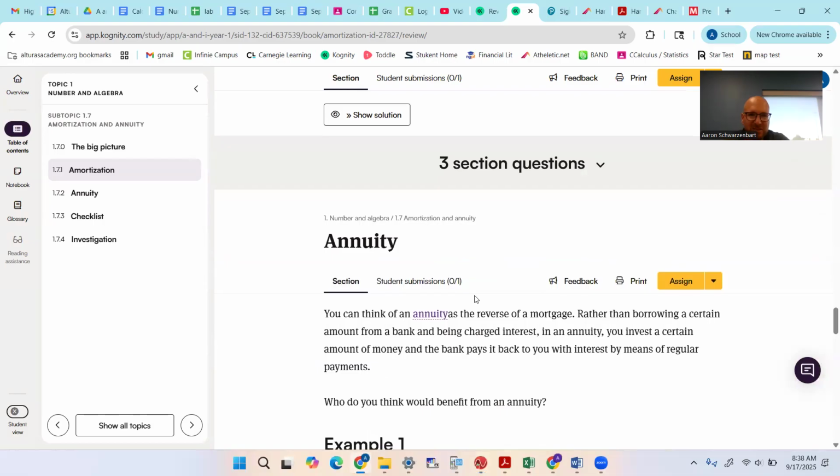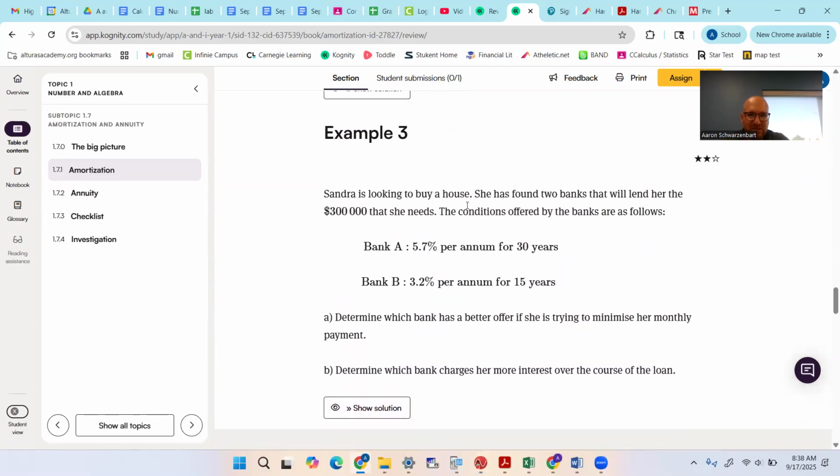Okay. Example 3. Sandra is looking to buy a house. She has found two banks that will lend her 300,000. The conditions offered by the banks are as follows: Bank A 5.7% per annum for 30 years, Bank B 3.2% per annum for 15 years. Determine which bank has a better offer if she is trying to minimize her monthly payment.